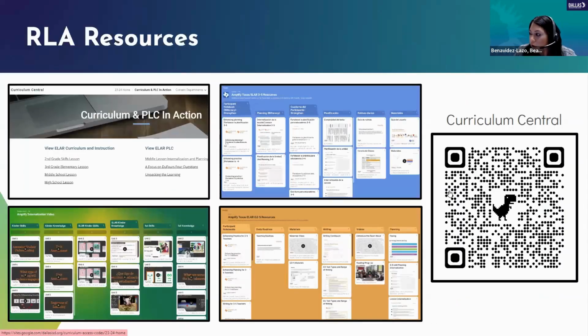Okay. Here are all the RLA resources that are available, and they're linked to the slide, so I will share it at the end. And so this is our STAR Padlet, STAR Redesign Padlet, all our Amplify Padlets, and of course our curriculum and PLCs in action and Curriculum Central. So that's where you can find all things RLA. And anything that goes with Amplify, such as tutorial videos, and anything that you can think of are on these resources.